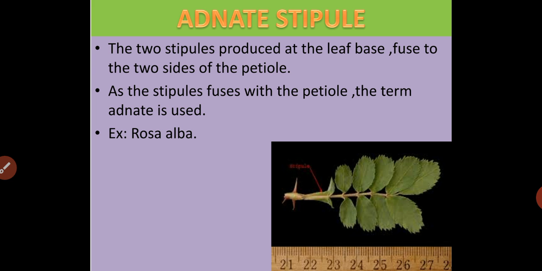Adnate stipule. The two stipules produced at the leaf base fuse to the two sides of the petiole. As the stipule fuses with the petiole, the term adnate is used, and these stipules are called adnate stipules, as seen in case of Rosa alba.